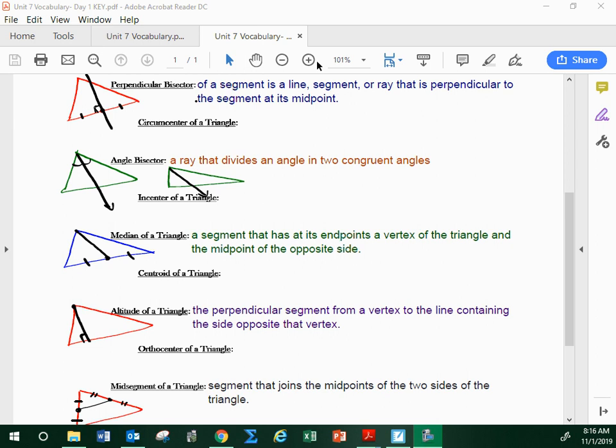Now, an angle bisector, its only requirement is that it bisects the angle. Again, in a triangle, if you were to extend that out, it'll cross across the other side. This doesn't necessarily mean that it cuts it in half. It might, but it does not have to. Its only requirement is that it cuts the angle in half.